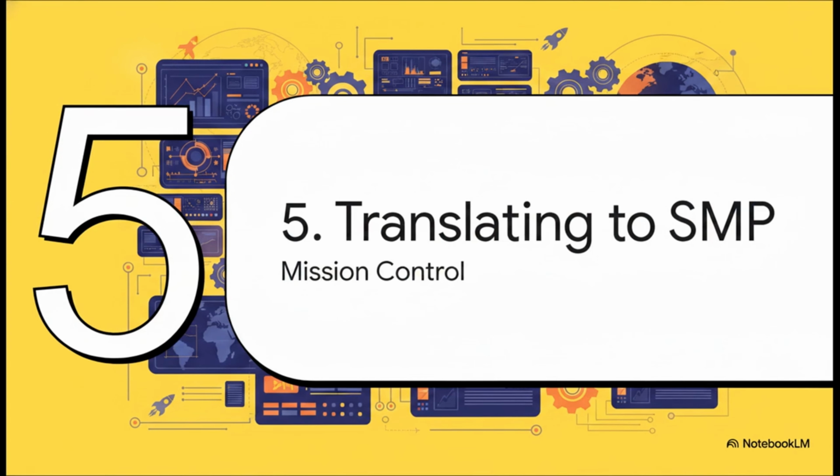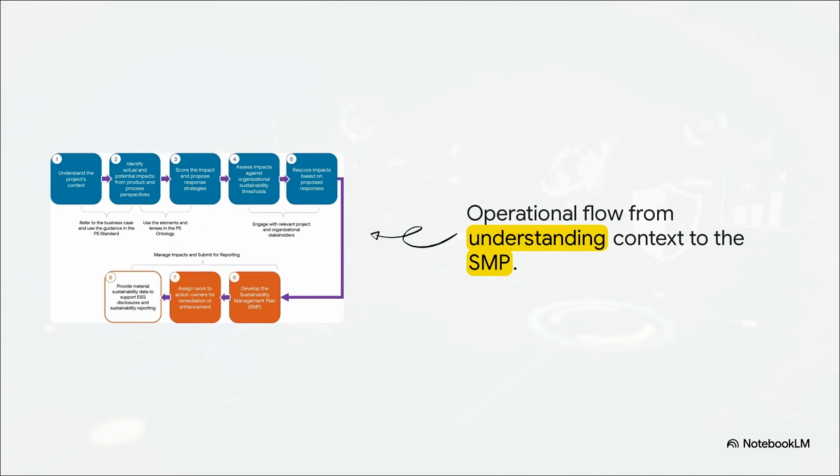Finally, Section 5, translating all of this to the SMP, or mission control. Because identifying the threat is really only half the battle. Now you have to translate those scores into actionable governance. You assess the impacts, compare them against your organizational thresholds, and then you funnel that intelligence straight into developing your Sustainability Management Plan, or SMP. That's how you assign action owners and get the material data you need to support ESG disclosures.